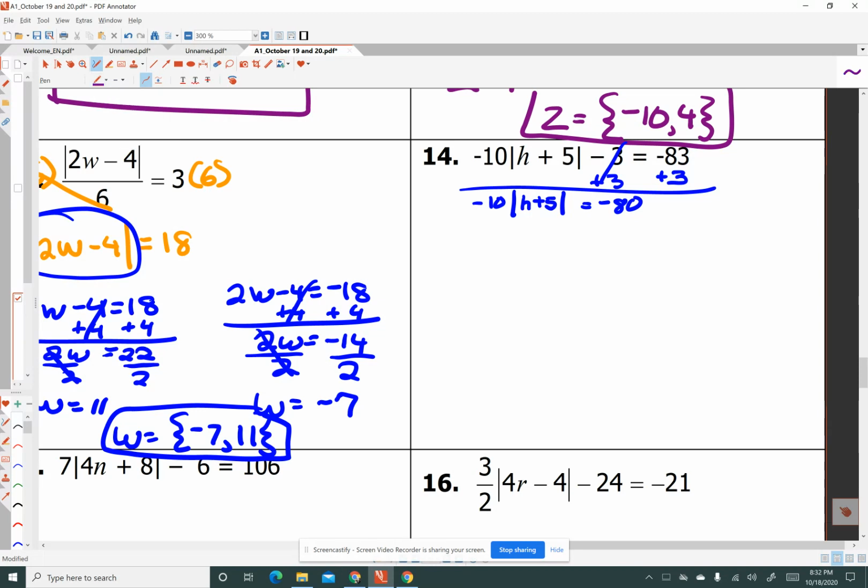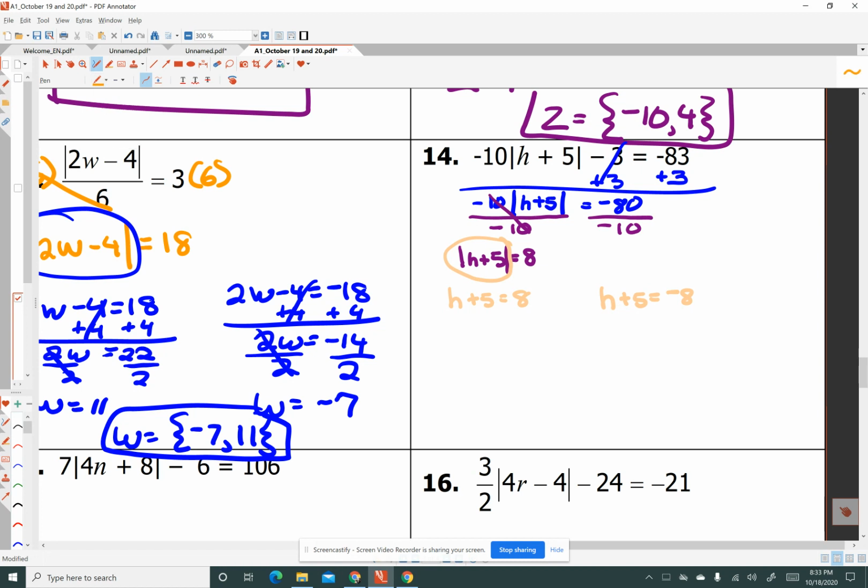Now we'll divide both sides. I'm going to change the color so we can show all the steps. We'll divide both sides by negative 10. And now we have the absolute value of h plus 5 equals negative divided by negative is a positive. Now we do finally have our absolute value term isolated. Now we can set it equal to 8 and negative 8. So we will have h plus 5 equals 8, and h plus 5 equals negative 8.